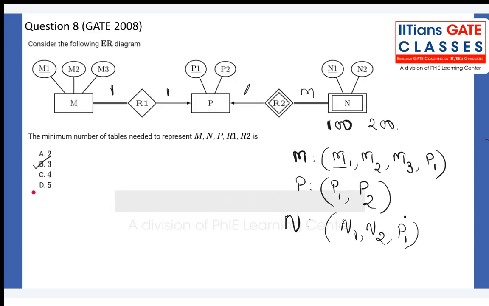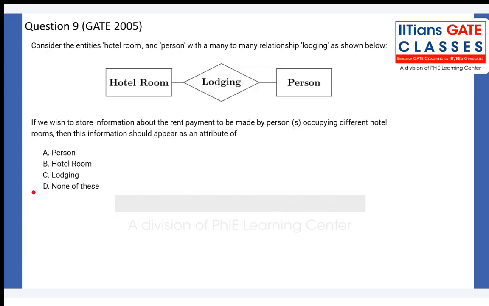Yeah, it's a very good question. Consider the entities hotel room and person. It has a many-to-many relationship named lodging. So many persons stay in a hotel room. Lodging is one of the relationships they have given here. If we wish to store the information about the rent paid by the person who has occupied different hotel rooms, where would you want to place this information?